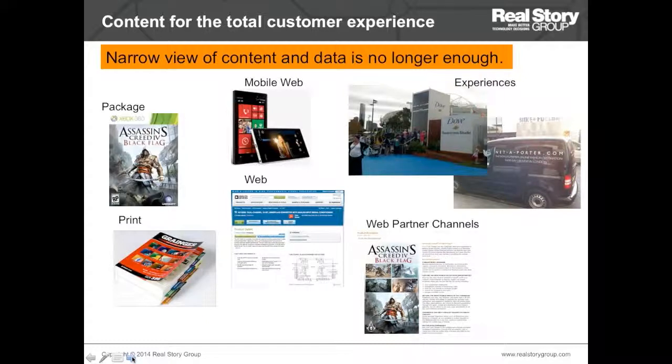This is an example from a video game. Naz had mentioned it worked with Ubisoft, so this is an example of one of their game packages. And sometimes when you're managing content in an agile way, it's often going out to a package as well as to the web, as well as to some kind of mobile experience.